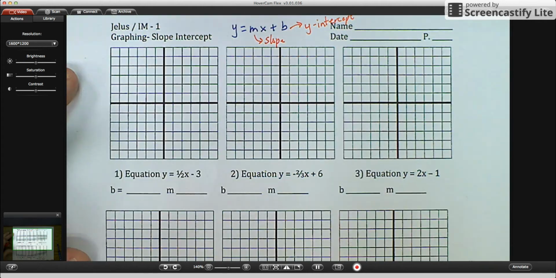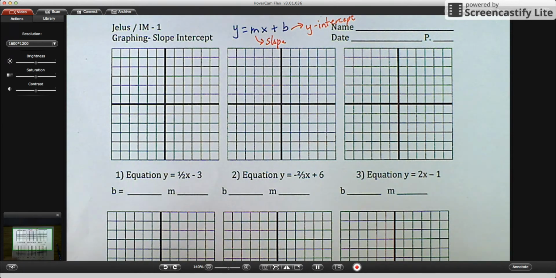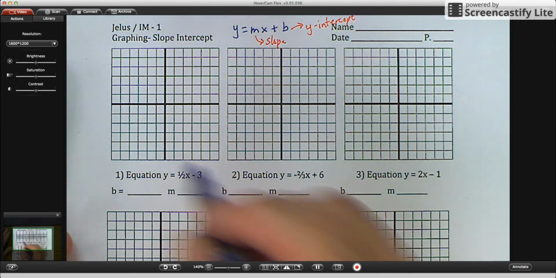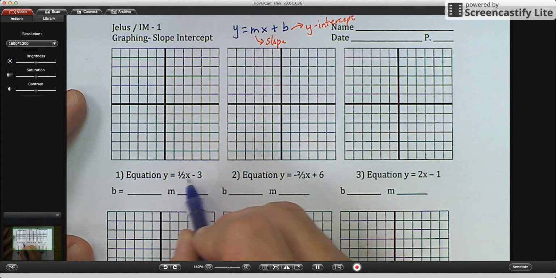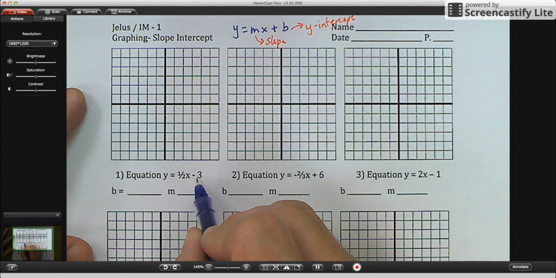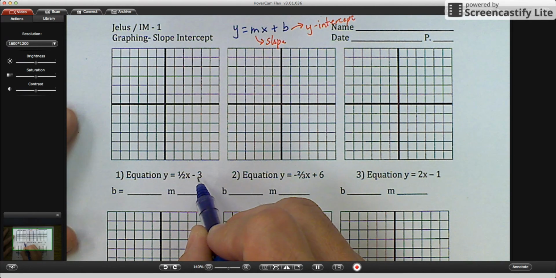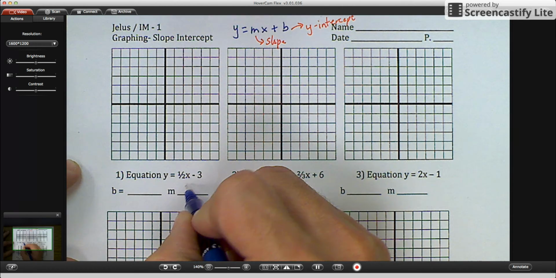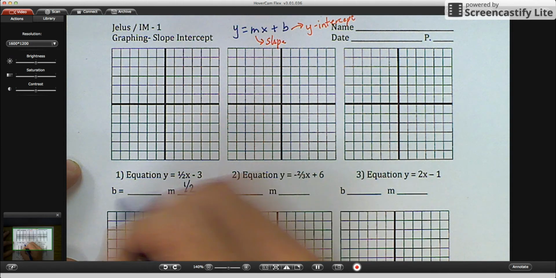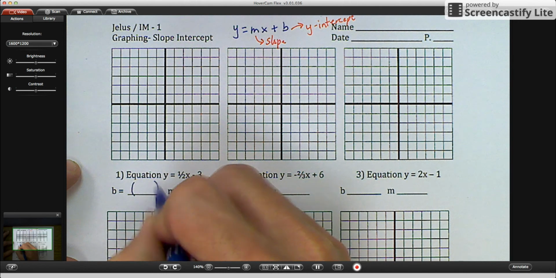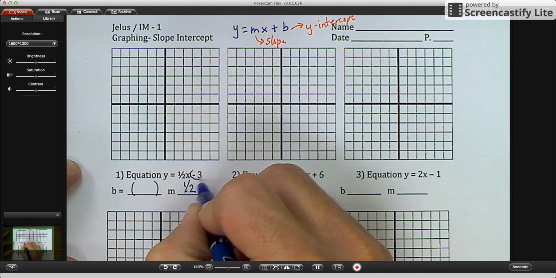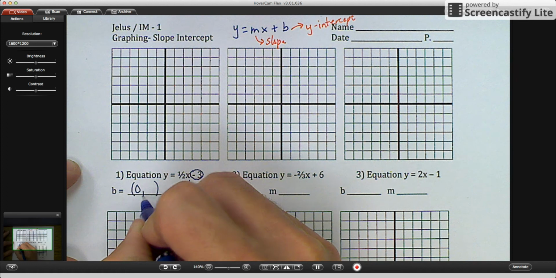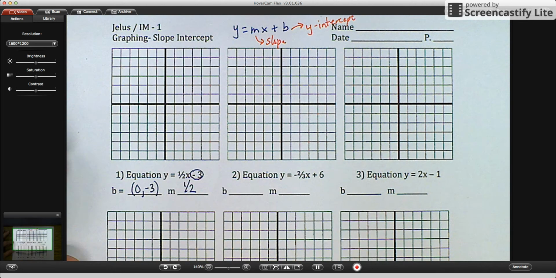So let's make sure we're moving ahead. And I'm going to do the first one, the fourth one, and the last one. So let's get going. I'm going to look at my equation. It says y equals 1/2 x minus 3. And the first step that we wrote down was to identify your m and your b. So my m is 1/2. My b, I'm going to write it as a set of coordinates. It's this number right there. So 0, -3. That's always the first step.